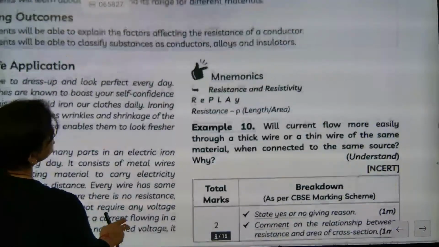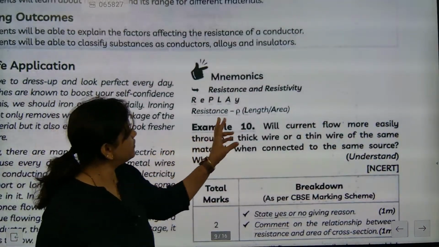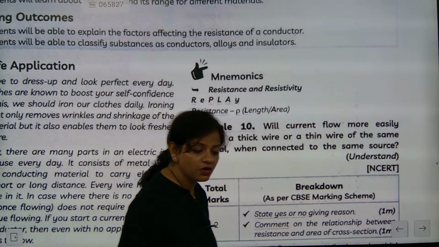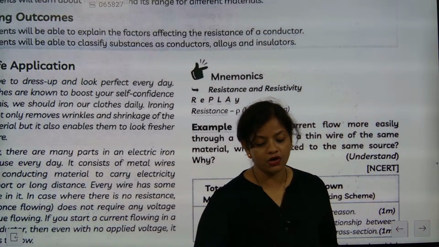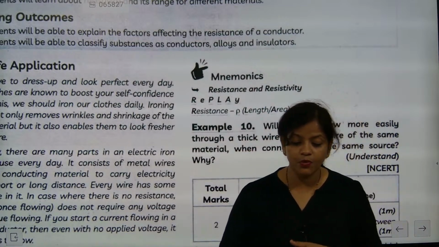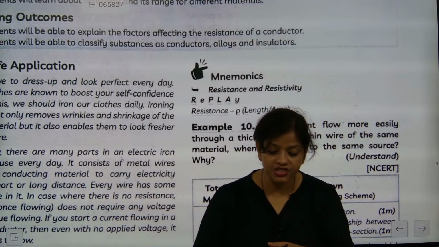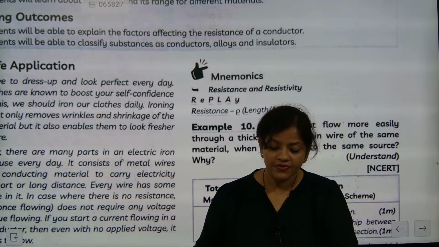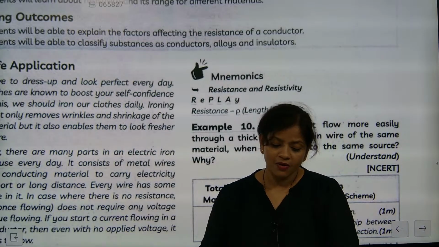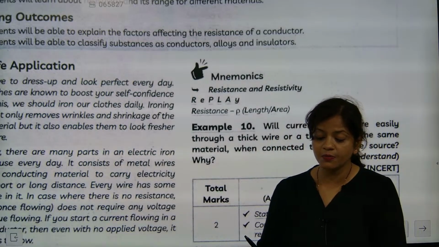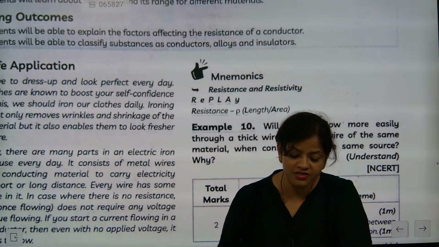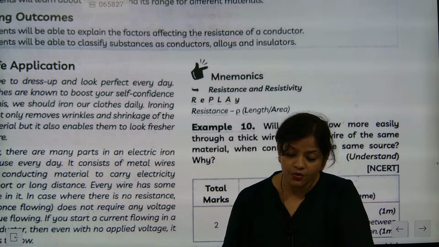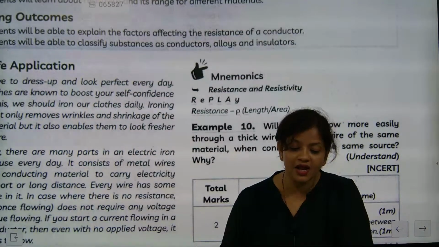Now when we talk about resistance and resistivity, resistivity does not depend upon length and area of cross section. Resistivity depends upon only 2 things, nature and temperature. If the length of the wire is cut into 4 equal parts, will the resistivity change? No, because resistivity does not depend upon the length of wire and area of cross section. Resistivity is the intrinsic property of the material and it only depends upon nature of material and temperature.